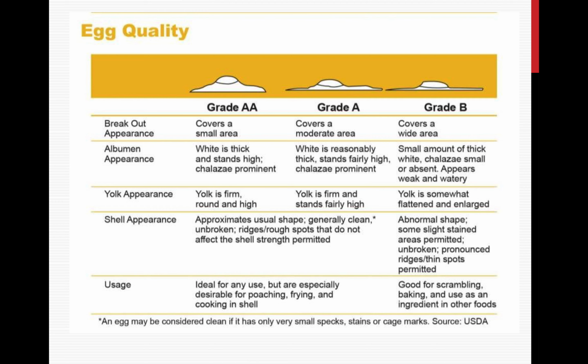In case of A grade, it covers a moderate area, the white is reasonably thick and stands fairly high. Yolk is firm and fairly high. This type of egg usually has a perfect shape; no ridges or spots that can affect the shell strength are usually permitted. This type of egg is also used for poaching, frying, and egg cooking.